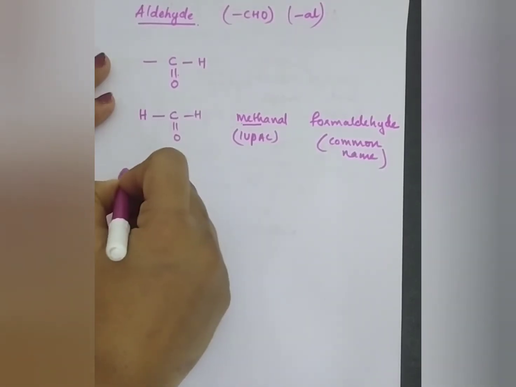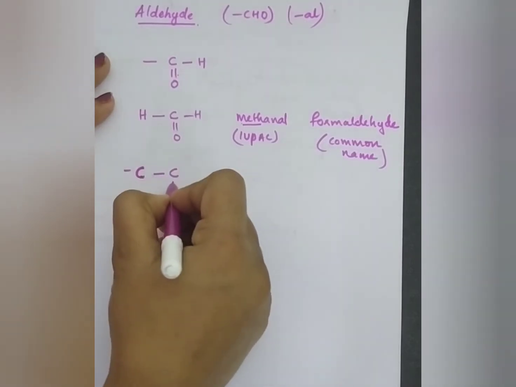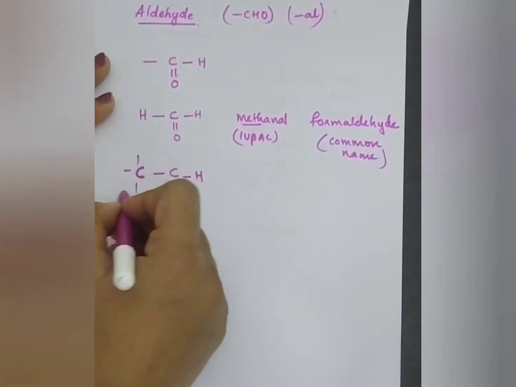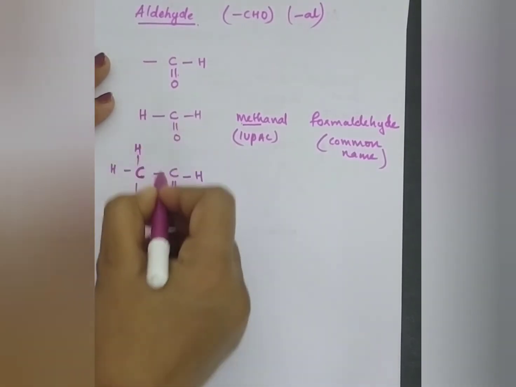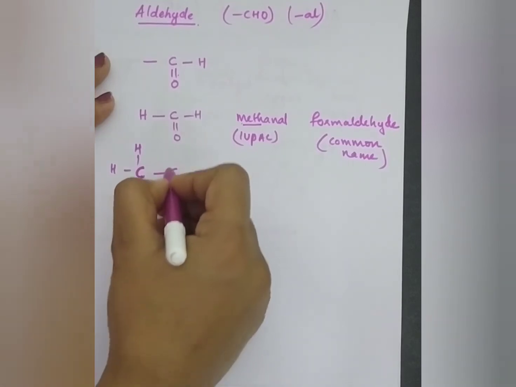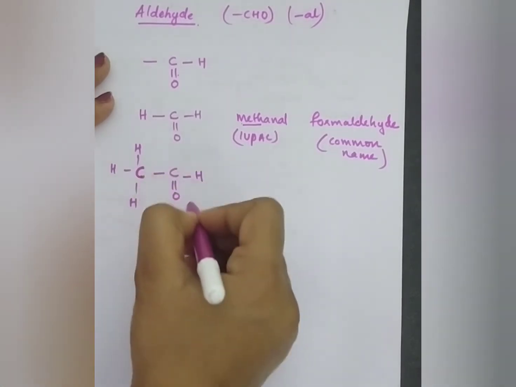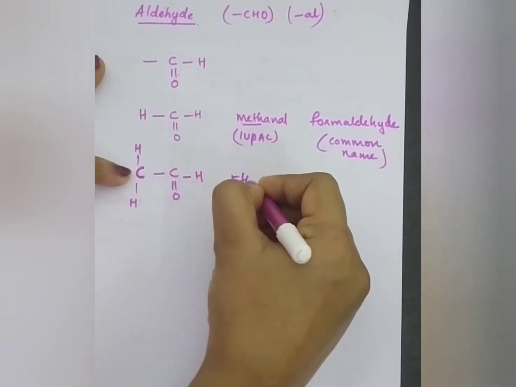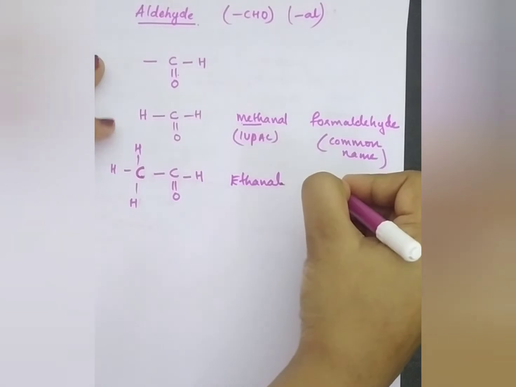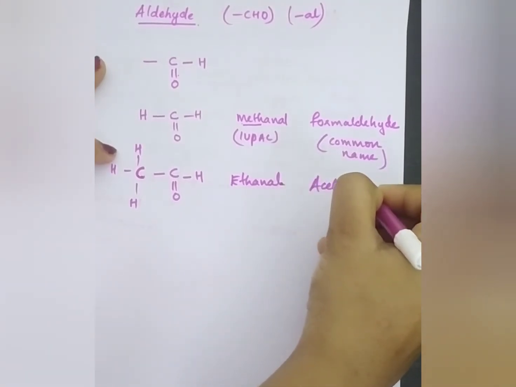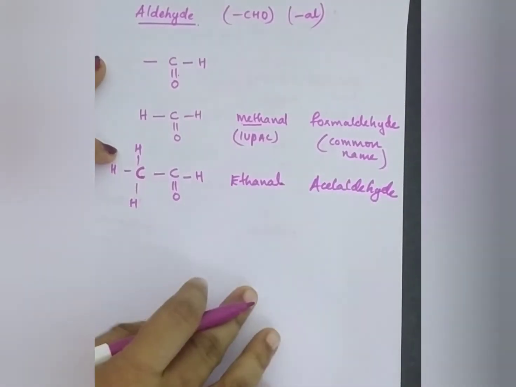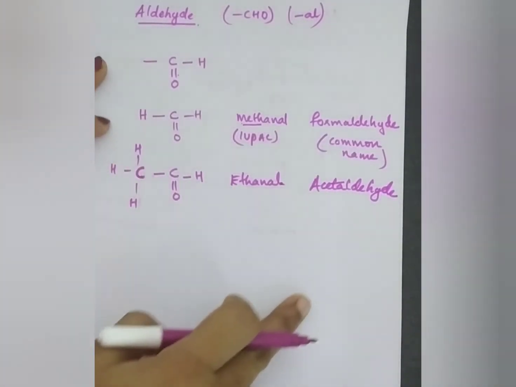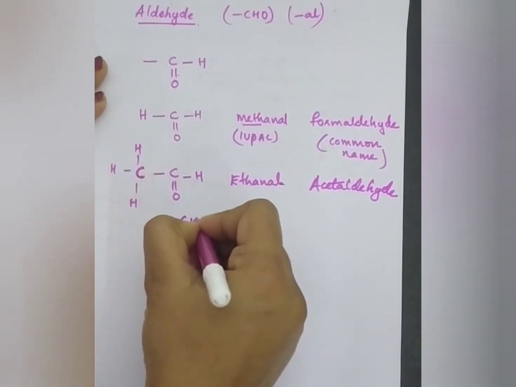Now if you take two carbon atoms, one is the aldehyde group, the other is CH3. CH3CHO. So here is the aldehyde group. The IUPAC name is, as two carbon atoms are there, ethanal. And the common name is acetaldehyde. The condensed formula will be CH3CHO.